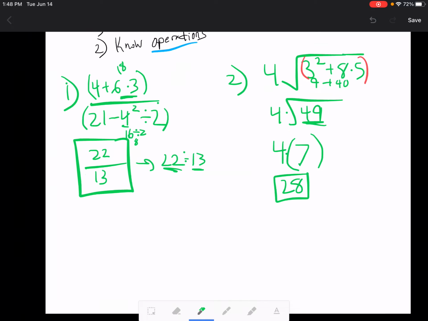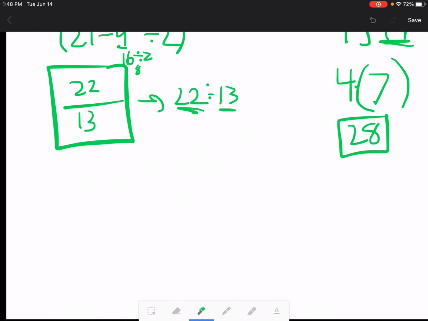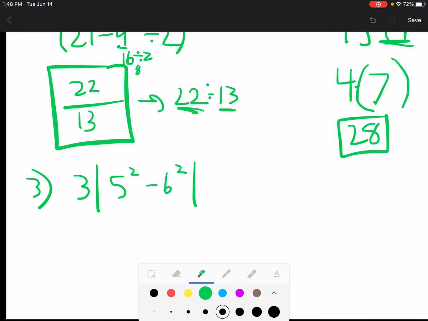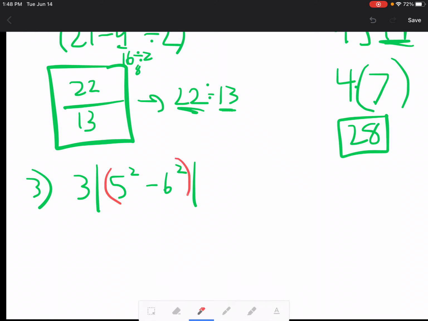All right, finally, let's do one more. I can probably squeeze it in right here. So number 3, let's do an absolute value problem. 3 absolute value, 5 squared minus 6 squared. Okay, so again, I have to know where my invisible parentheses are. They're inside my absolute value bars. So I'm going to zone in on that first. So I'm just going to copy my 3. And I got to remember that this is 3 times whatever I end up getting the absolute value of. And so that's going to be 25 minus 36. And so that's 3 times the absolute value of negative 11.